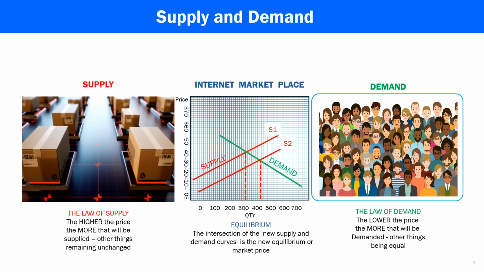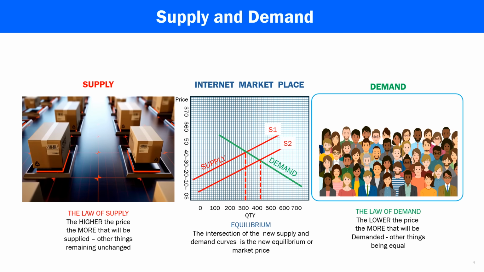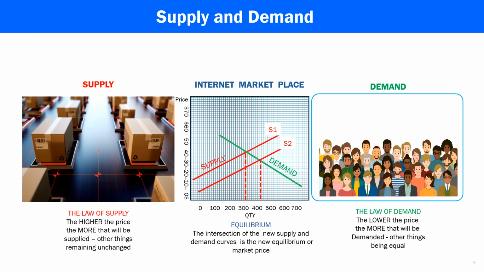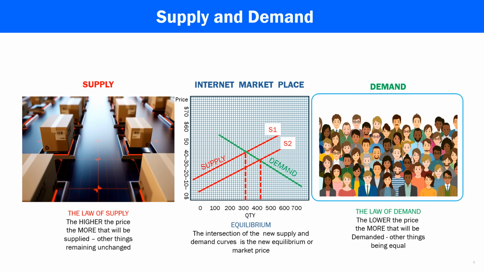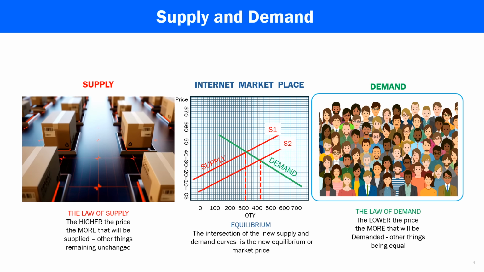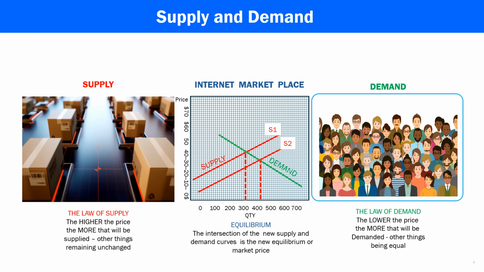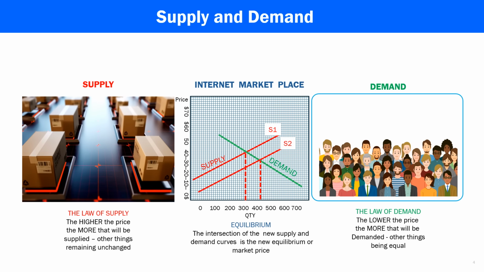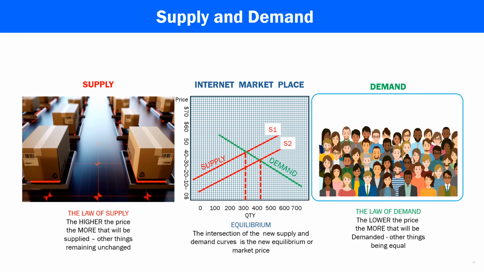This curve shows how consumers typically purchase more at lower prices. These movements demonstrate the law of demand. As prices decrease, the quantity demanded increases. The intersection of the new red supply curve and the green demand curve establishes the new market equilibrium price for the product.